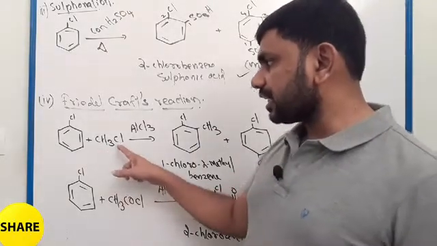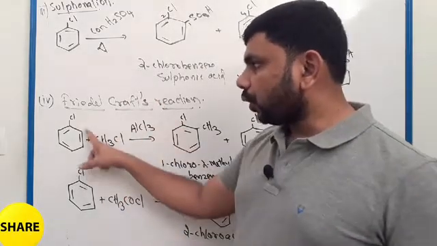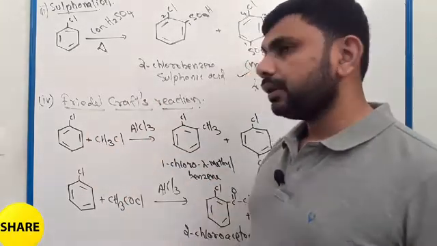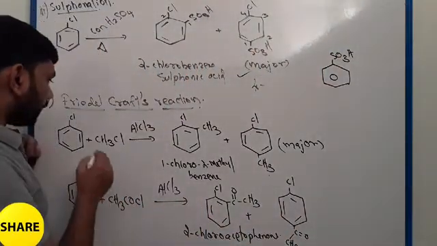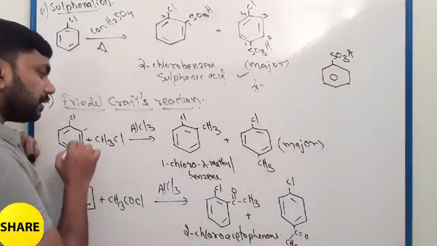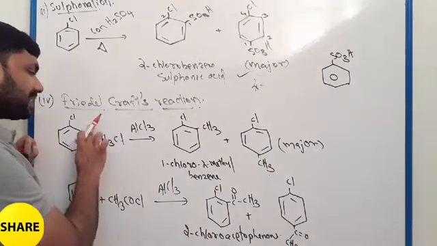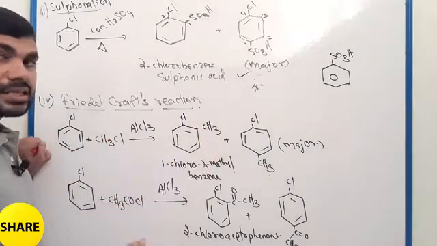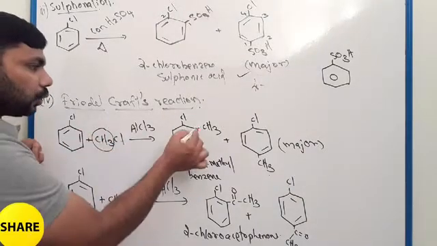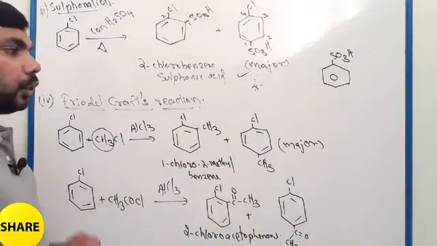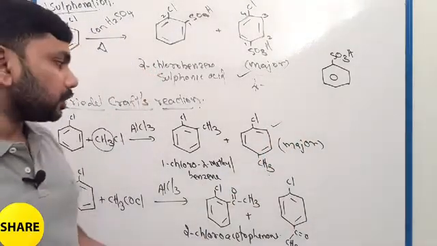Here, CH3Cl, so CH3 will be substituted on the ortho and para positions. During a substitution reaction, one of these hydrogens will be substituted. This hydrogen and this chlorine combine to form HCl, so there will be HCl as a side product. Here CH3 will be substituted on the ortho and para positions. We know the para product will be the major product.